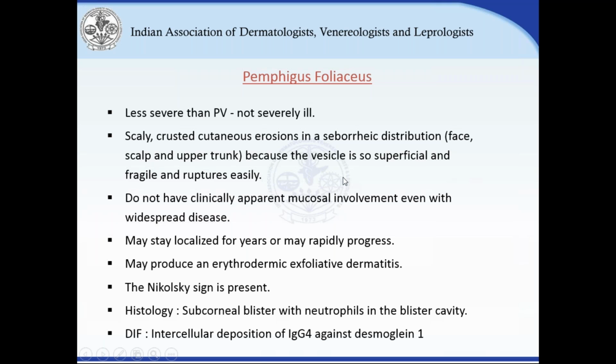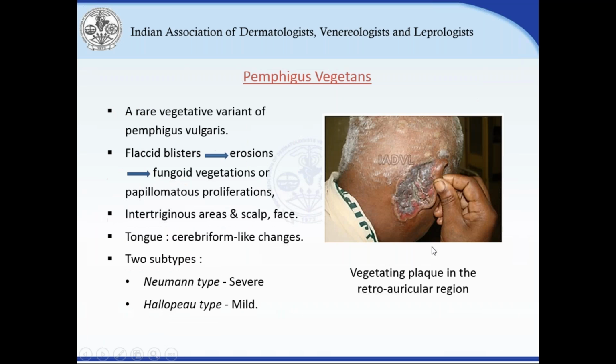Pemphigus foliaceus is less severe than pemphigus vulgaris, and the patients are not severely ill. Actually it's an irritating disease. There are scaly, crusted cutaneous erosions, superficial erosions, because pemphigus foliaceus is an antibody against desmoglein 1. And remember what I told you about desmoglein 1. We'll go back.